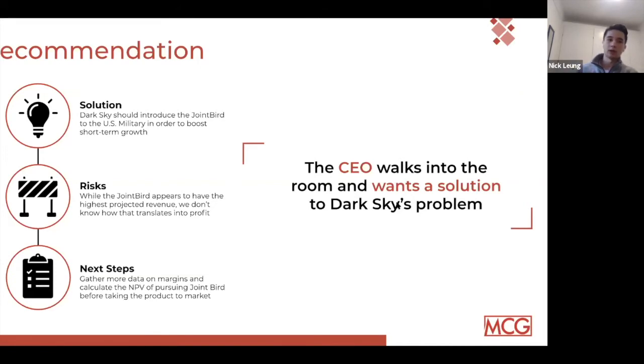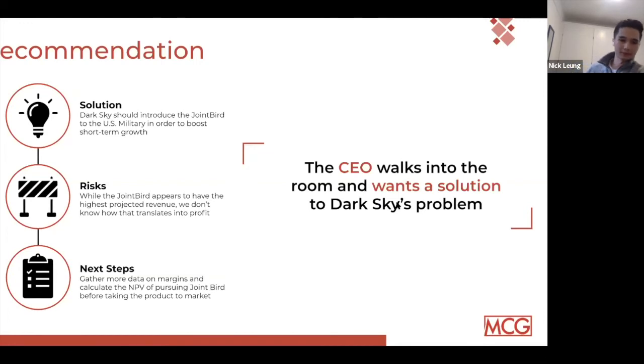So based on maybe lack of data in the case, or based on some problems that he saw in the data, what are the risks that his solution presents? And then lastly, he used next steps as a way of mitigating the risks that he previously talked about, right?